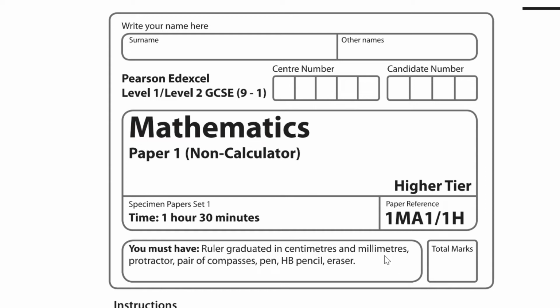This is the Edexcel GCSE 9-1 Maths Paper 1, which is a non-calculator paper, and it's from the Specimen Set 1 papers.